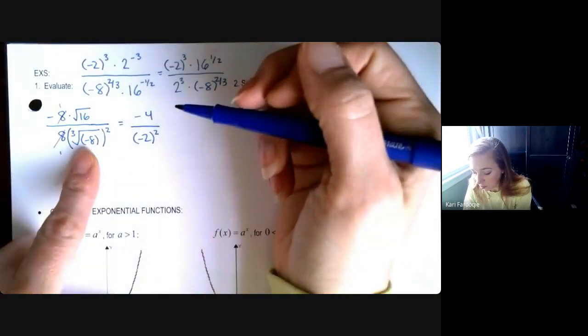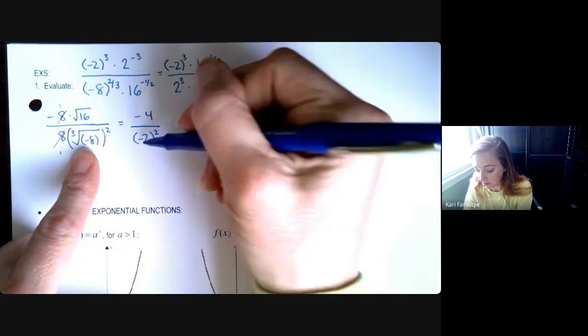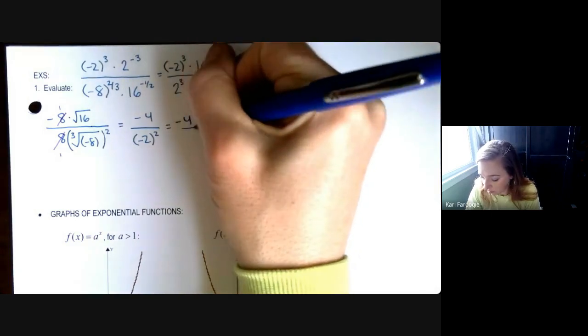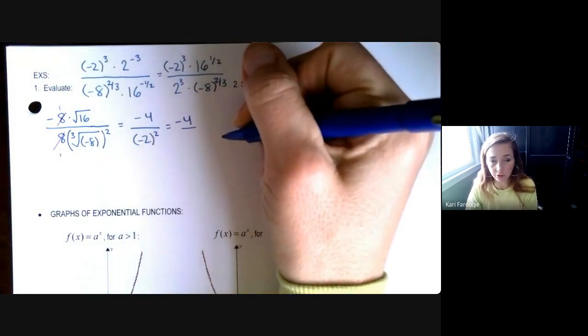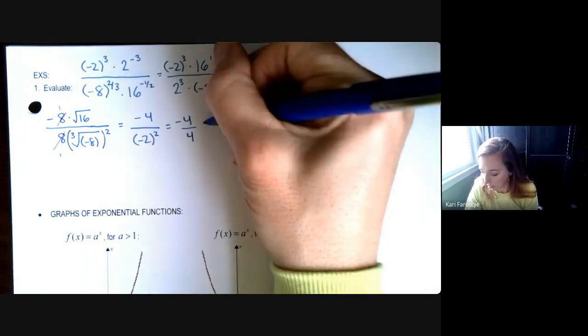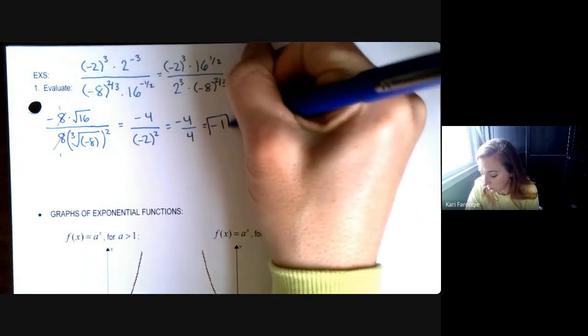All right, so the cube root of -8 is -2, and that whole quantity is in parentheses. That's going to get squared. So we have -4 over -2 times -2, which is +4. And our fraction simplifies to -1.